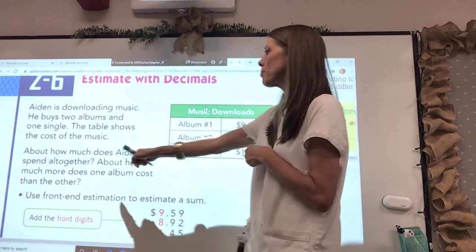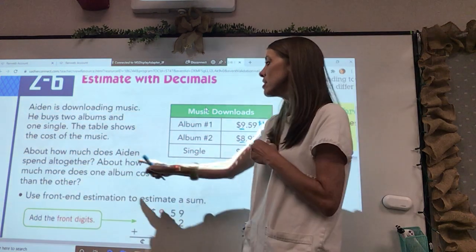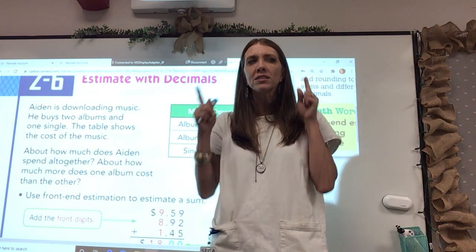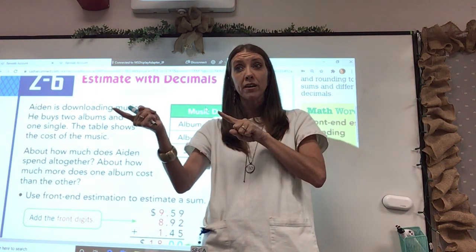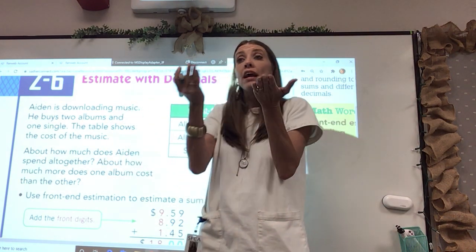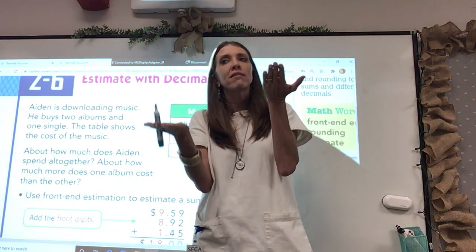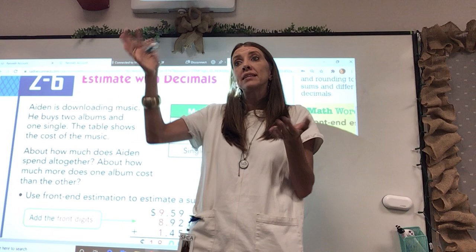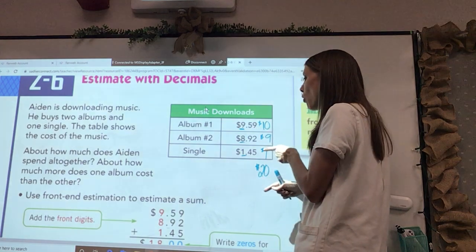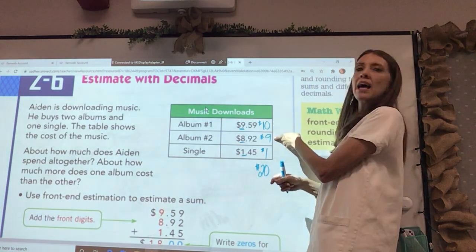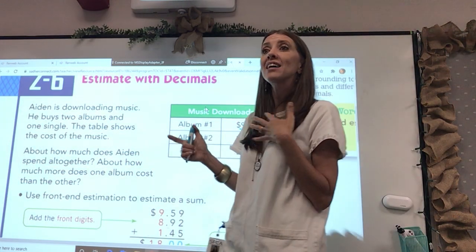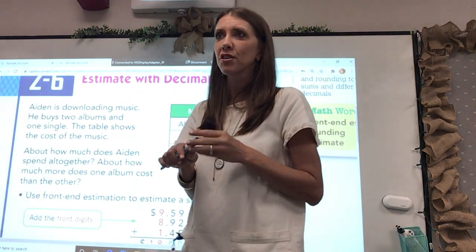So we figured out the answer to about how much does Aiden spend altogether, $20. Second question, about how much more. When you say how much more, what operation does that tell you in your brain? How much more? You would think it would be addition because you're adding, but it's how much more. If you're comparing, you have to subtract. How much more does she have than me? Well, I need to take what she has, what I have, subtract it, and get the difference, right? How much more is this album than this album? $1. Okay? So that's quick, easy. This estimating and rounding is meant to make math easier and your computation easier.